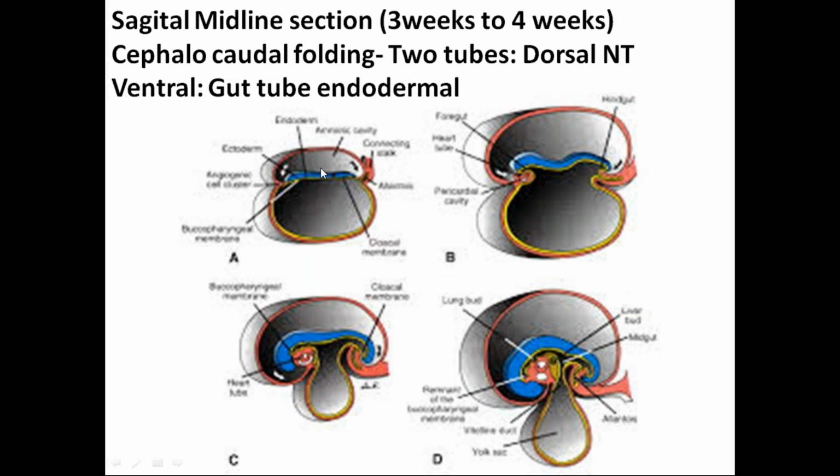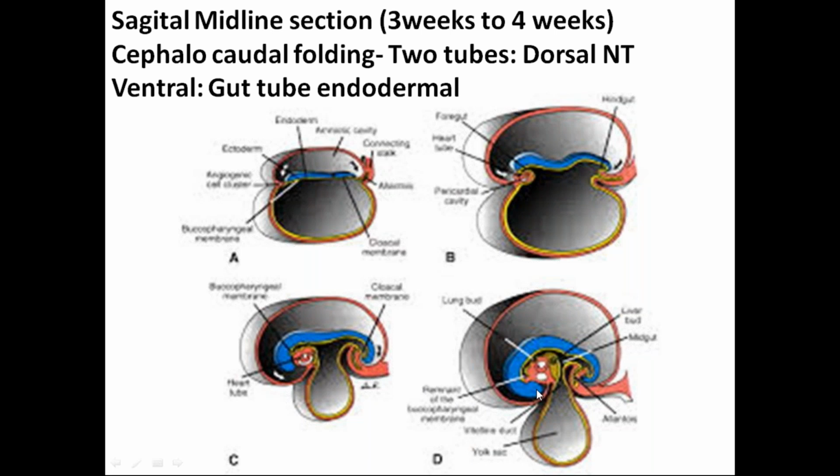Exactly in the midline, when we take a sagittal section, what do we see? We see one tube, which is on the dorsal aspect of the developing embryo. You can see this tube, it's a thin tube, and here there is a curvature, it's forming the bends. A cephalocaudal bending has started, and here it is more prominent.